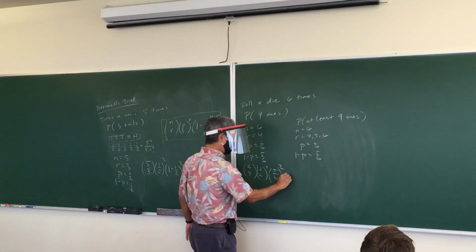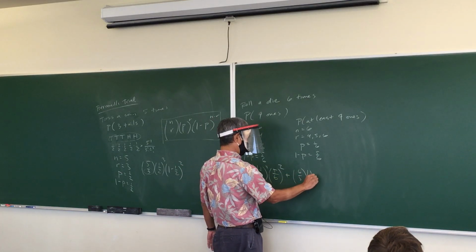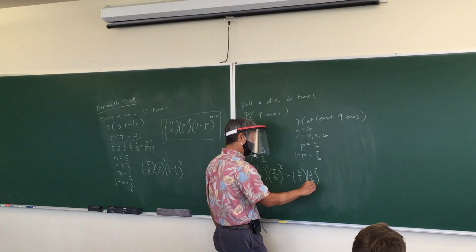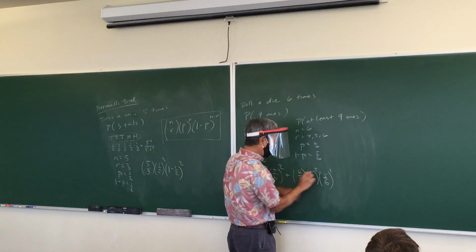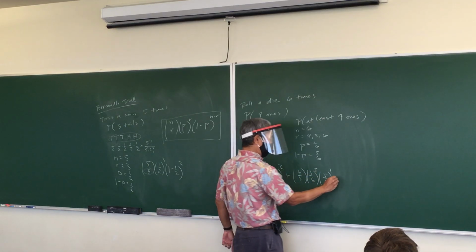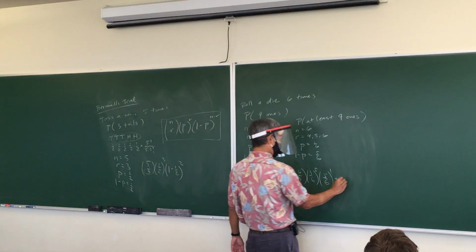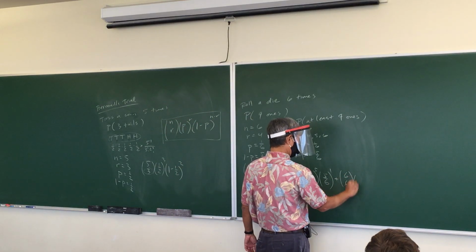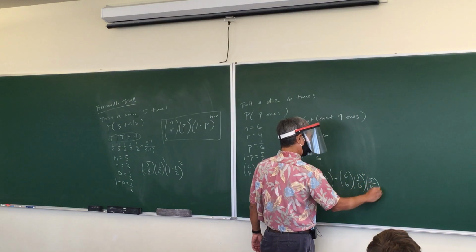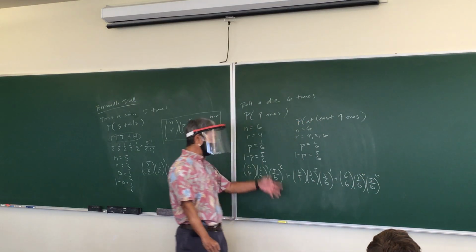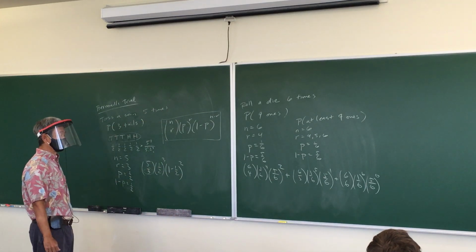Now, what about 5 successes? 6 choose 5. 1/6 to the 5. Failure to the 1, because these two powers are going to add up to this. And then what about 6 successes? 6 choose 6. 1/6 to the 6. 5/6 to the 0. There you go. That's your formula. And then just gotta compute that.